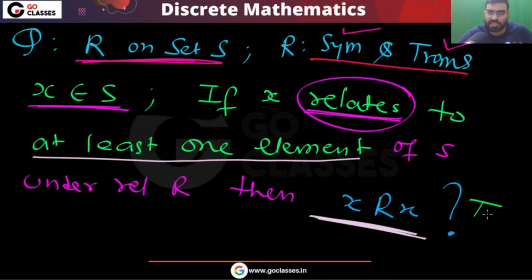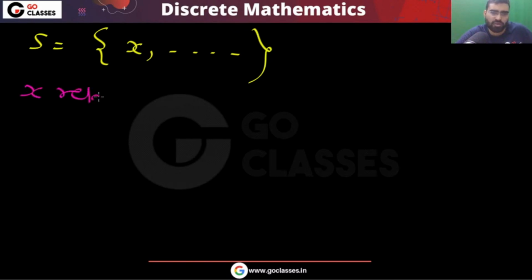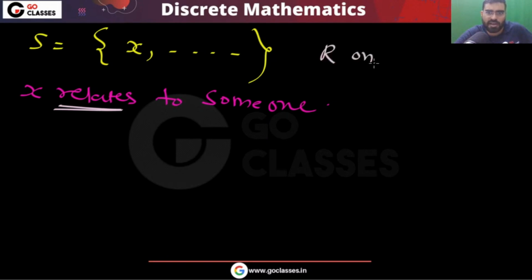So yes, this statement is true, because you can see that if X is related to anyone, like let's consider this is your set S, in this you have some elements. Now you can notice, if X is related to anyone, see, there are two cases. You know that X relates to someone. Okay, you are defining relation R on S. Now you know this. So there are two cases.